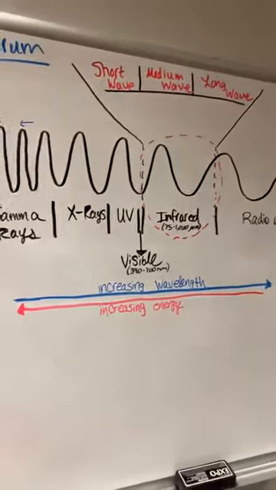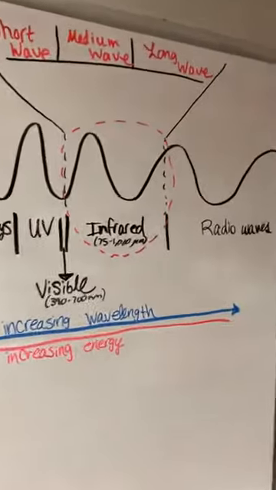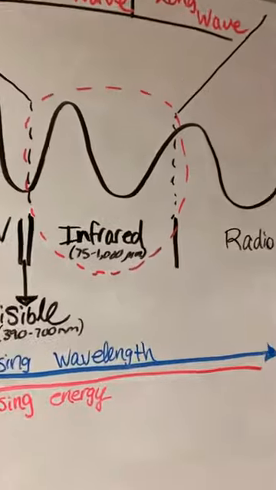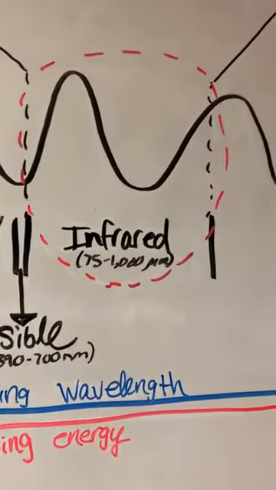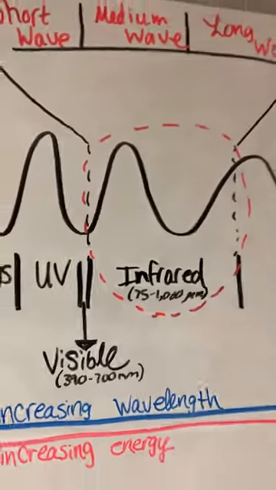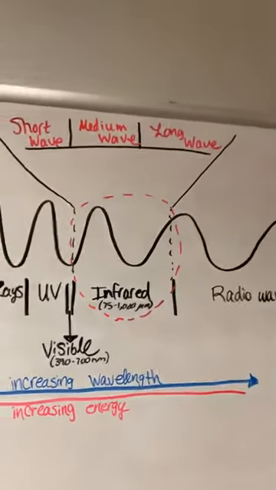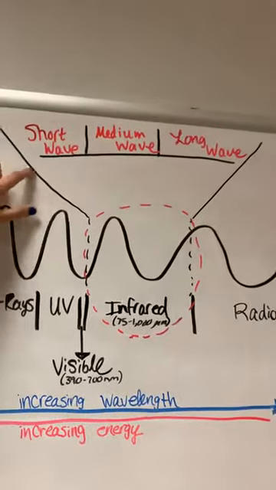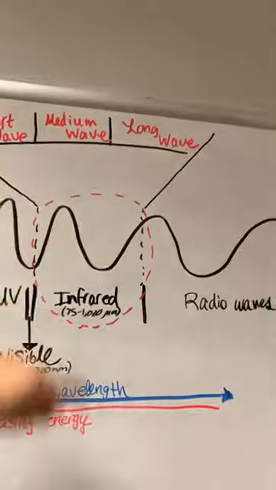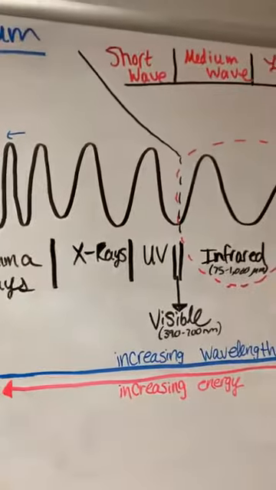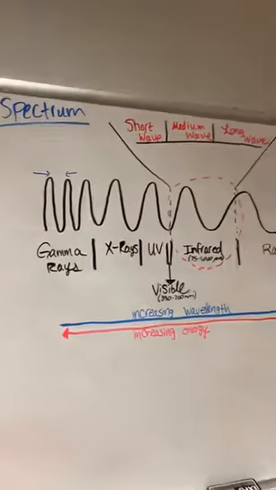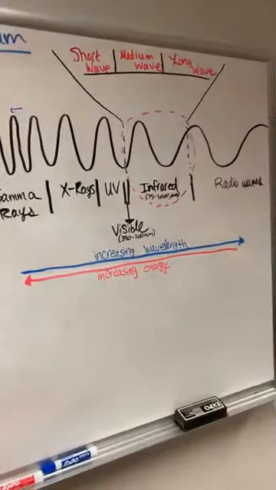So where we're going to be focusing is the infrared, which is circled here, in the range of 75 to 1,000 micrometers. What's interesting about this is that it can be broken up even more into what's called the shortwave infrared, the medium wave, and the long wave infrared, just depending on what it is you're interested in looking at.